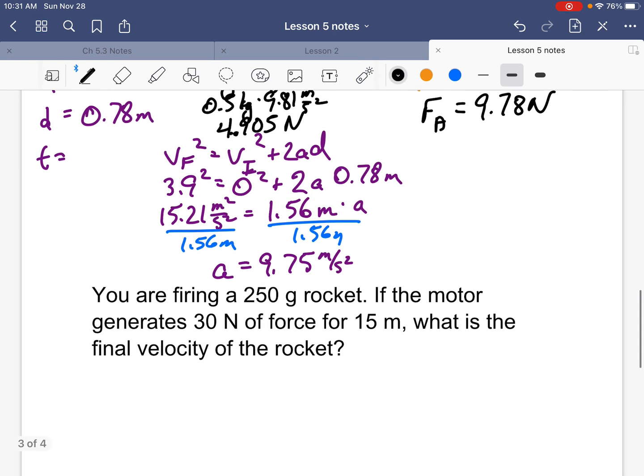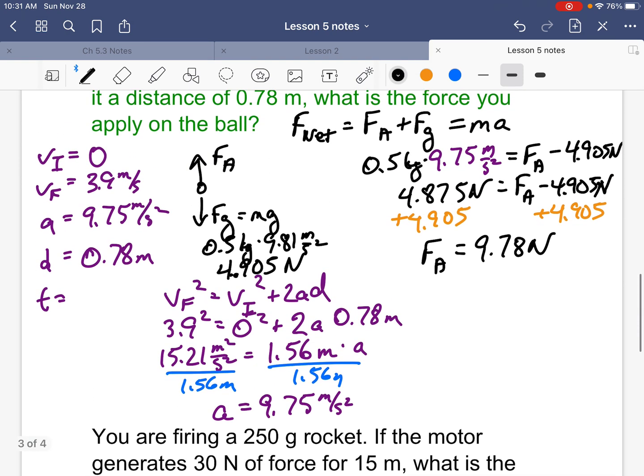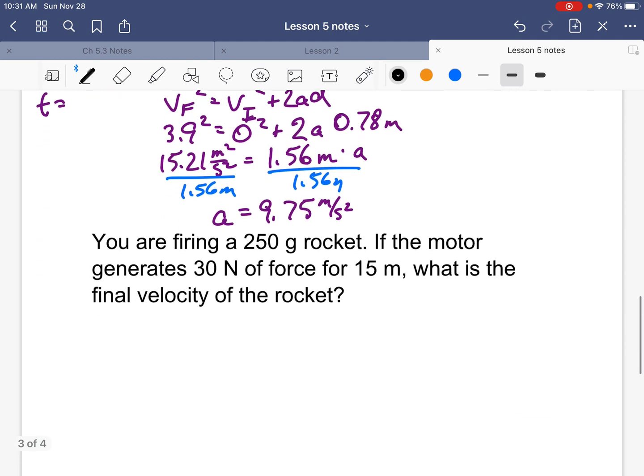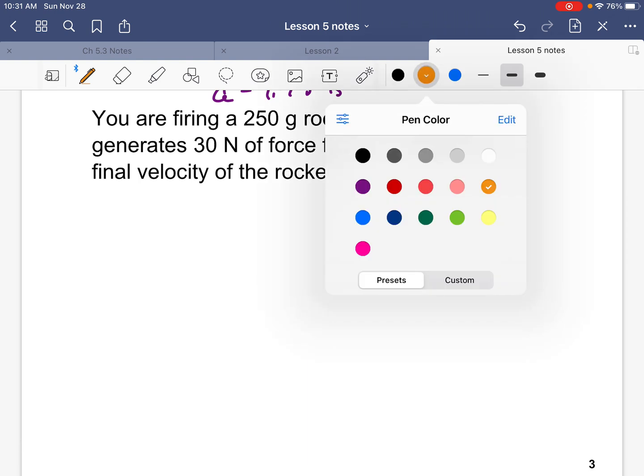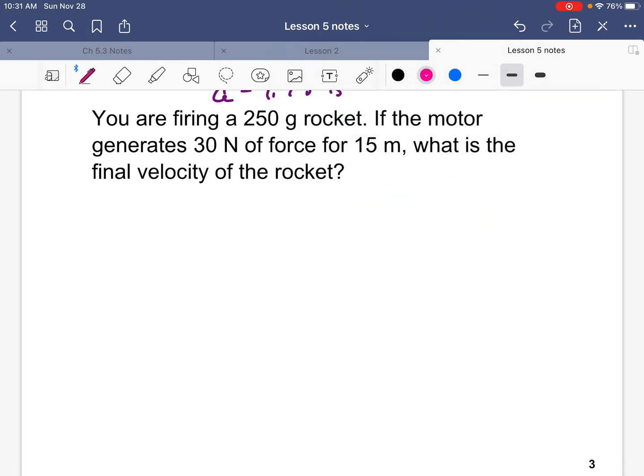Okay, see how that goes? All right, so sometimes we still have to do the V initial, V final, acceleration, displacement, time questions just to screw with you. Let's do the next one. You're firing a 250-gram rocket. If the motor generates 30 newtons of force for 15 meters, what's the final velocity of the rocket?